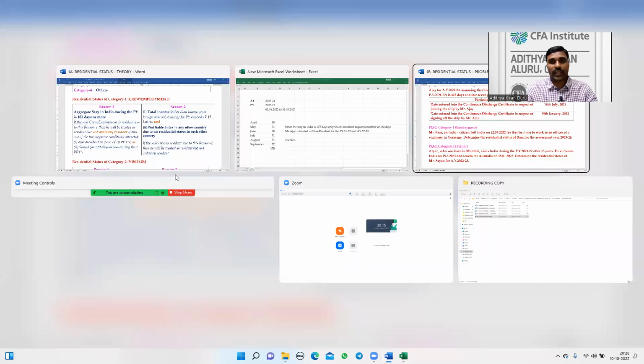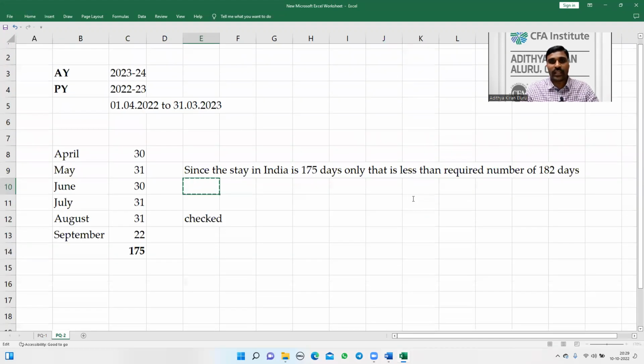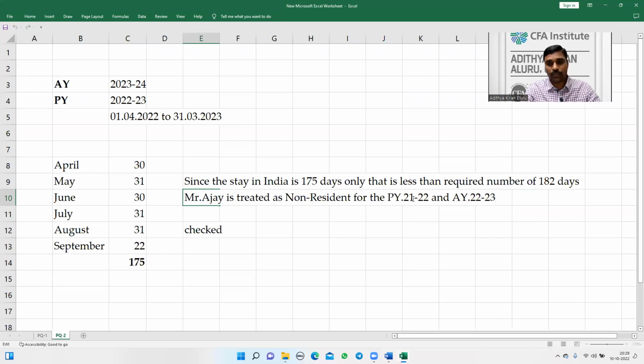Mr. Ram, an Indian citizen, is treated as a non-resident for the previous year 22-23 and assessment year 23-24.